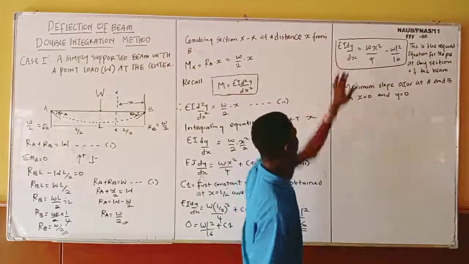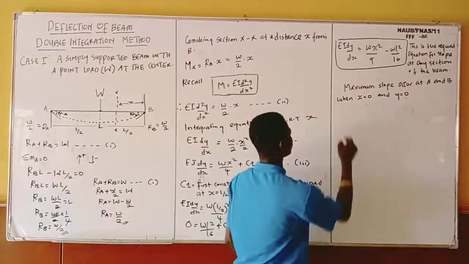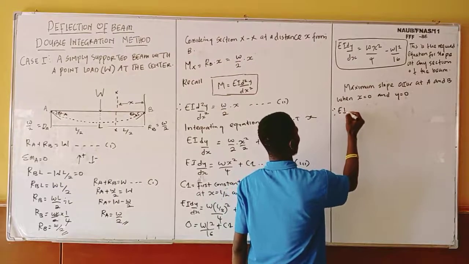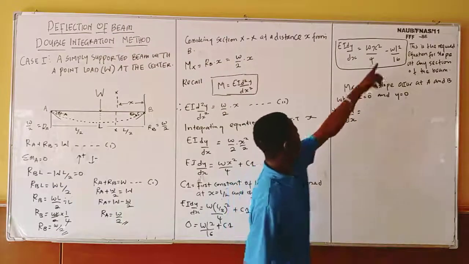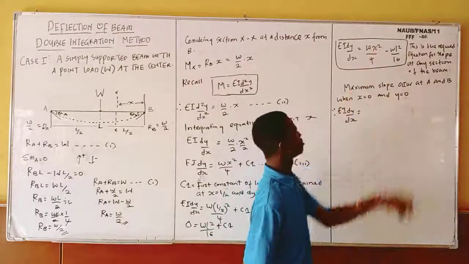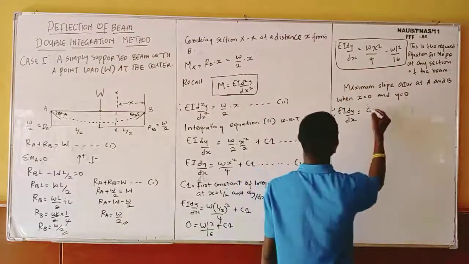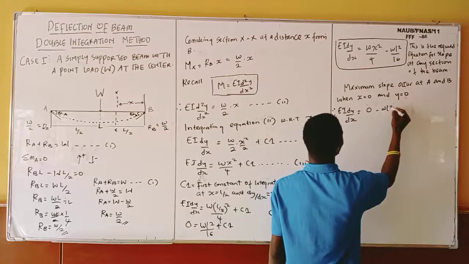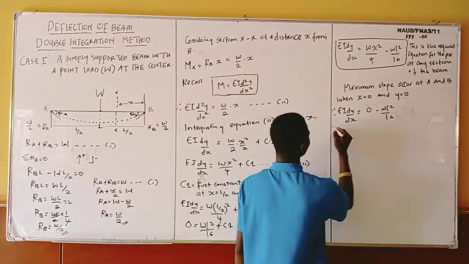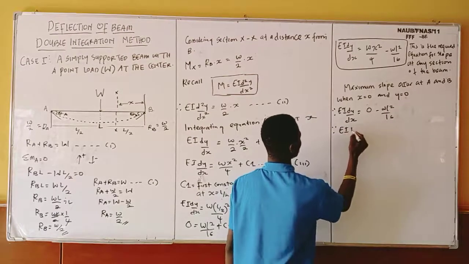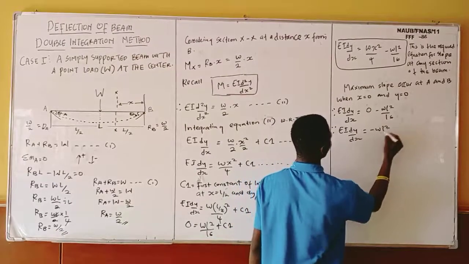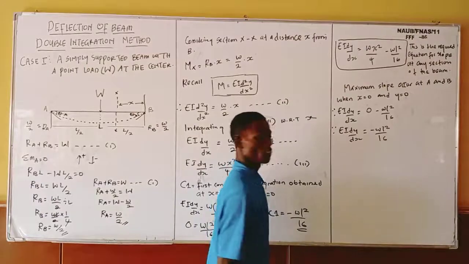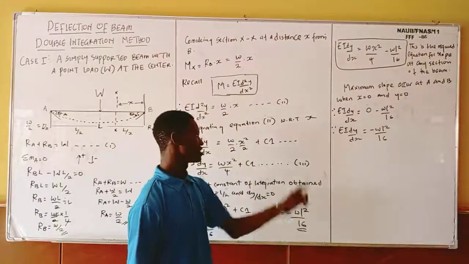So in this case now, I'm still going to have EI dy over dx equals to, and my x equal to 0, so definitely all this one will be 0. Then I have 0 minus WL squared over 16. Definitely EI dy over dx equals to minus WL squared over 16. But I'm looking for slope, and you know that slope is dy over dx.